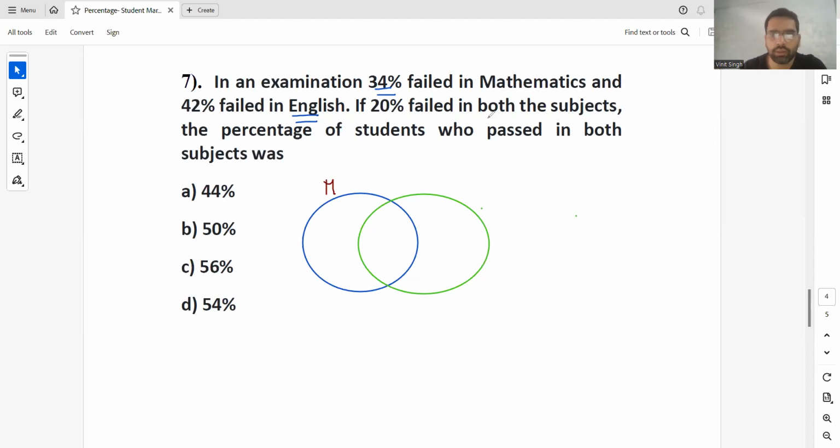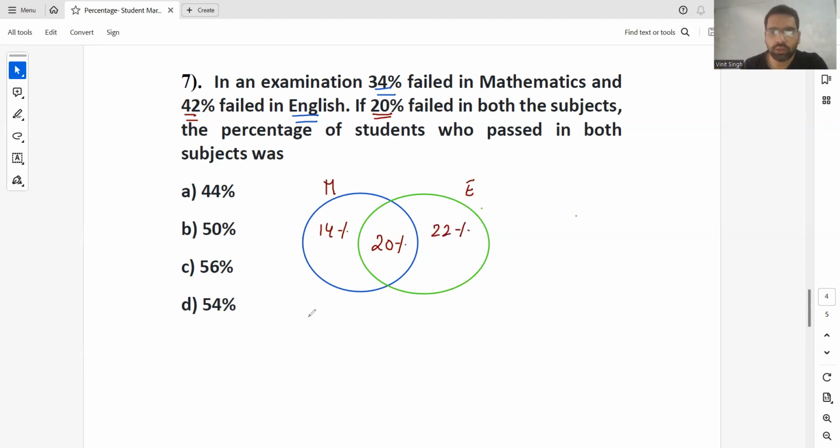Here is mathematics. Here is English. 20% failed in both subjects, so 20% is there. Here the number of students who failed in mathematics and English is given. 34% failed in mathematics, 20 already given, remaining is 14%. English 42%, 20 is given, remaining is 22%.